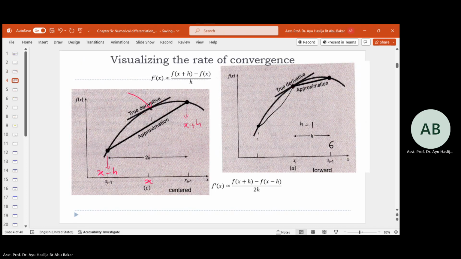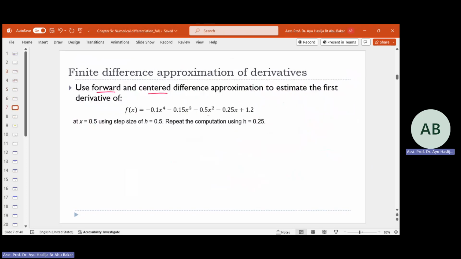Okay. Now we try this example. Usually in differentiation, the question will be straightforward. It asks you to use forward and centered to estimate the first derivative. So first derivative means f prime x. If second derivative, double prime.